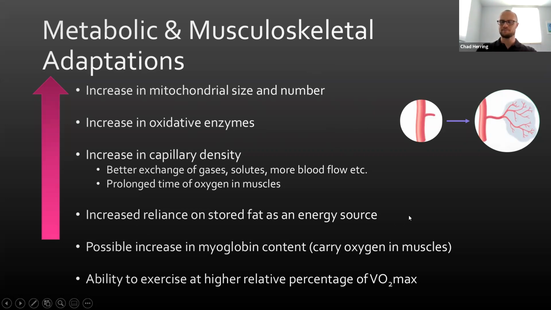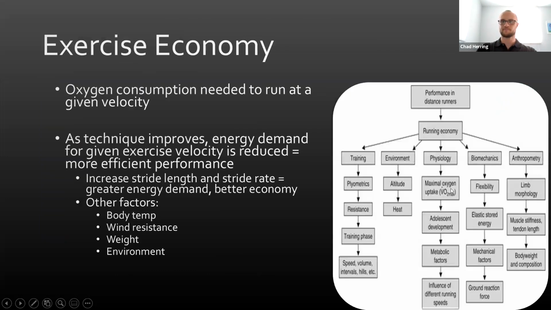Reliance on stored fat. Remember, fat is primarily used for low intensity, but it gives us a lot of energy production per gram. Okay, maybe an increase in myoglobin content, and then ability to exercise at higher relative percentage of VO2 max. Okay, exercise economy basically encompasses a lot of different things, as you can see: training, environment, physiology, biomechanics, anthropometrics.